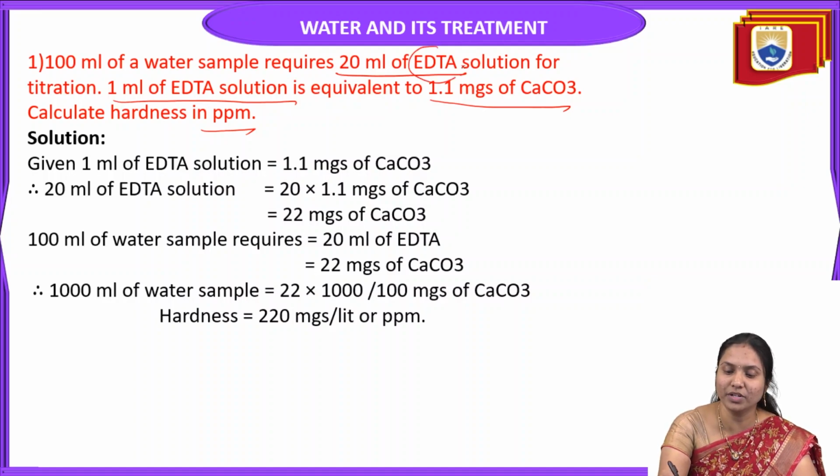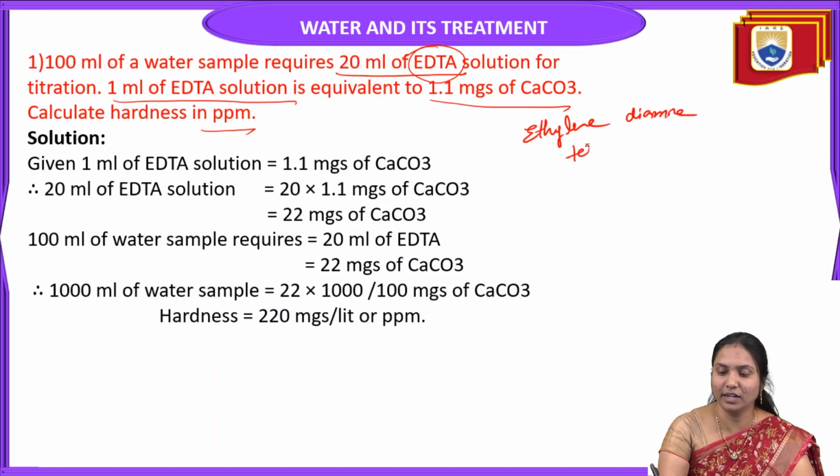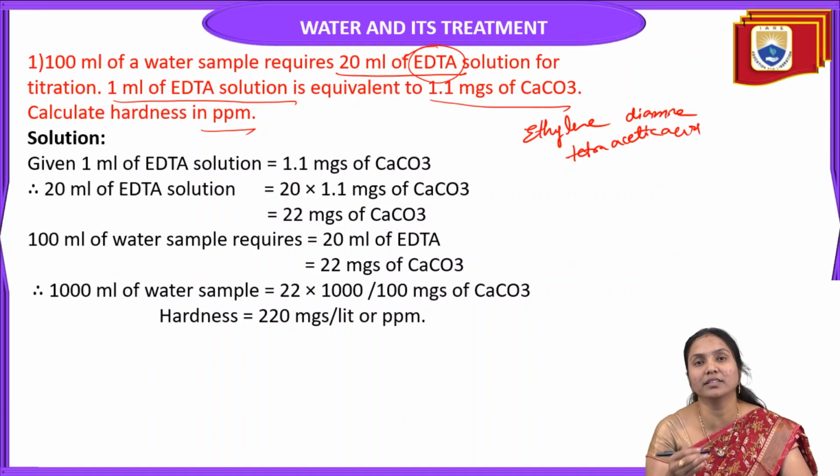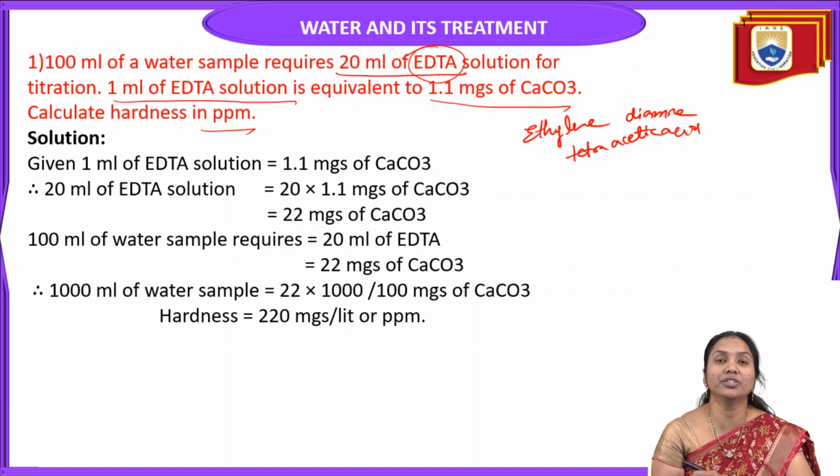What is the abbreviation of EDTA? Ethylene diamine tetraacetic acid, mainly used for estimation of hardness. Here, EDTA acts as a complexing agent. That means it forms a complex with the hardness causing ions which are present in water.